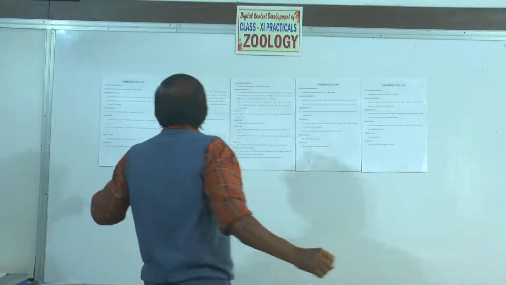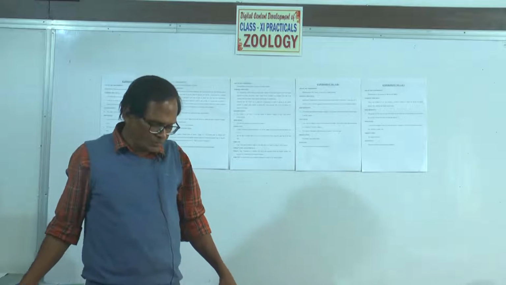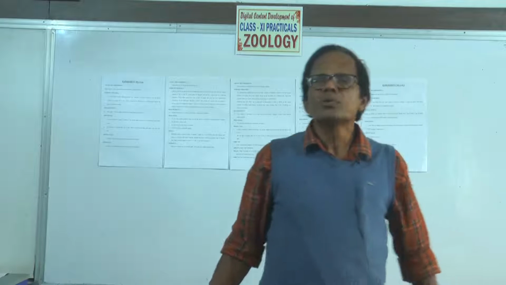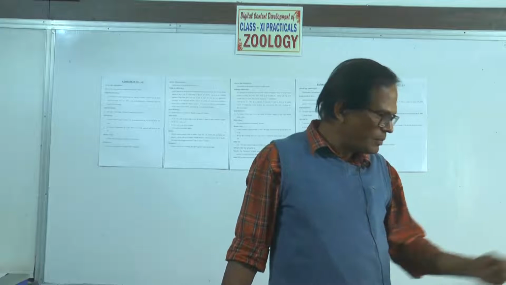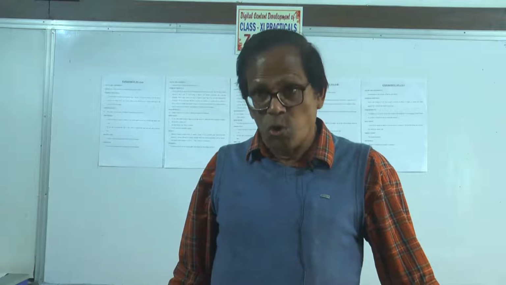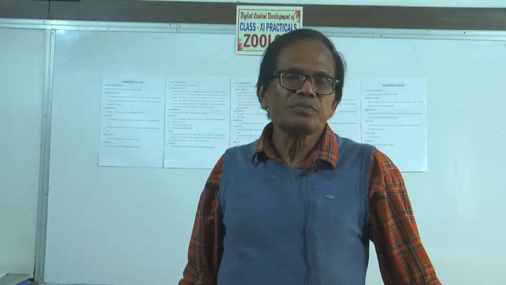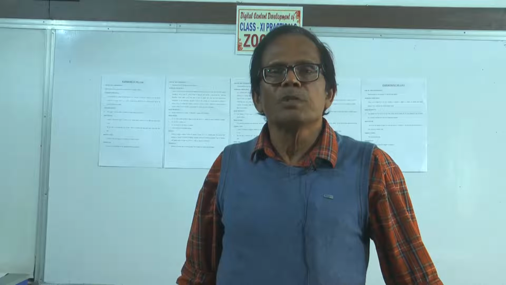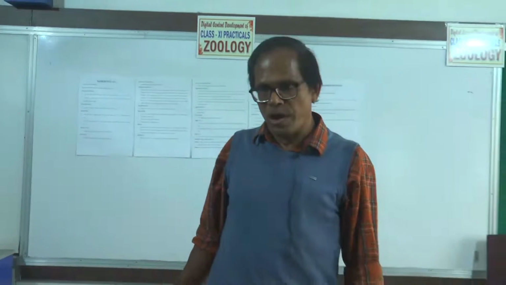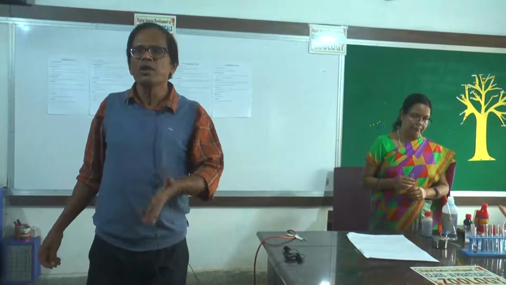The next experiment is demonstration of reducing property of glucose. Most of the sugars are reducing. For example, glucose and fructose, mannose, galactose, lactose, maltose, all these are reducing sugars. But sucrose is not. Why it is not? I'll be telling you a little later.